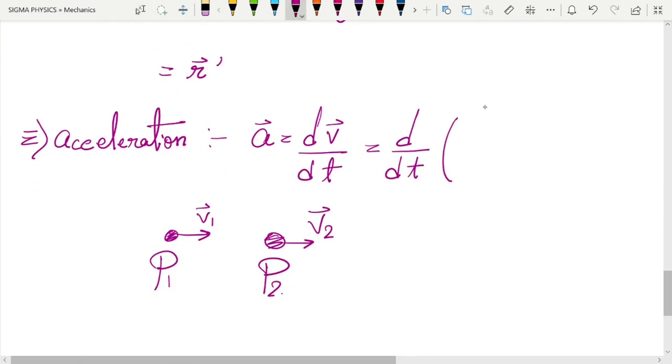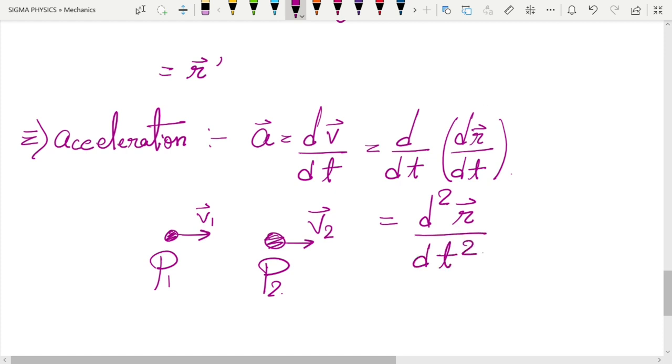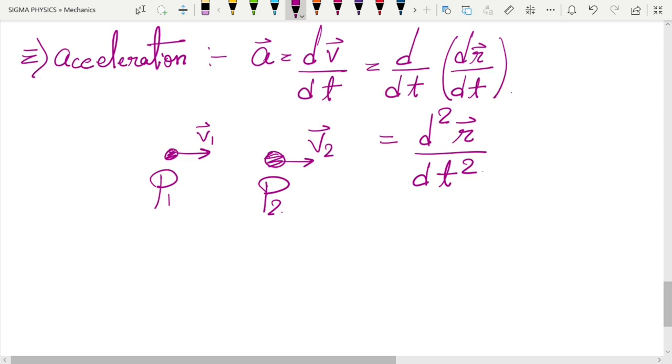So I can just write v as dr divided by dt, right? And this can be written as d square, since there are two d by dt's, it is written as d square r upon dt square. Now be careful, d square r upon dt square is not the same as dr upon dt the whole square. So just be careful about this, okay?